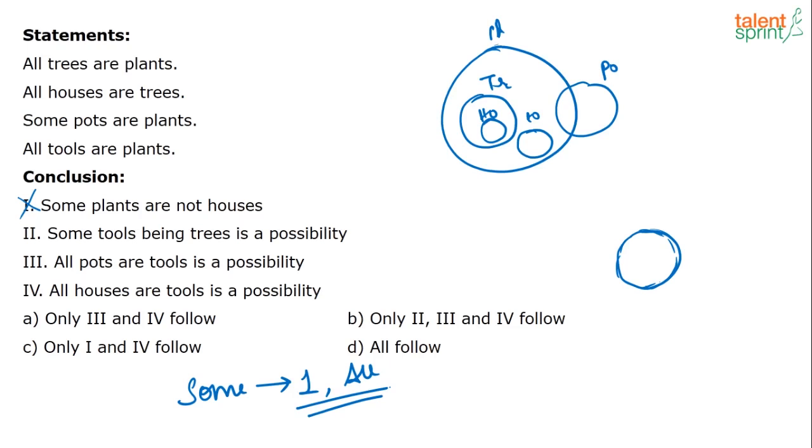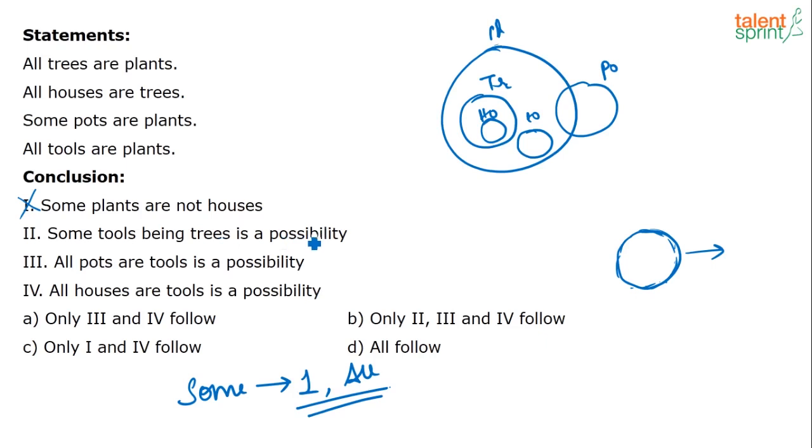That conclusion fails. So, you cannot take that as a definite conclusion, because when you represent all the given sets as one single large set, considering some to its maximum value as all, then this conclusion will not follow. Some plants are not houses. So, I cannot say it's a definite conclusion. So, that is wrong. Okay, that conclusion does not follow. Let's look at the next conclusion.